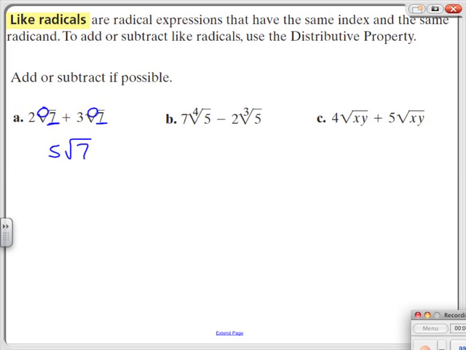Whereas if you look in letter B, 7 fourth root of 5 minus 2 third root of 5, the fourth root and the third root are not the same, therefore you cannot combine these. Now looking at letter C, you have 4 square root xy plus 5 square root xy. That 4 plus 5 gives you 9 square root xy's.